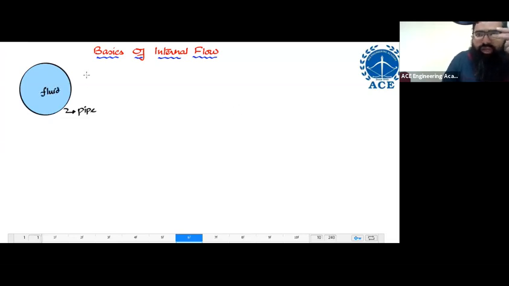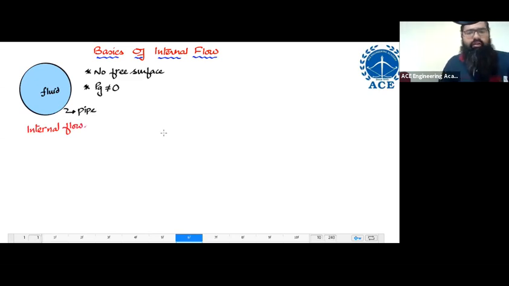This fluid is going to have two primary characteristics. First primary characteristic is no free surface. And second characteristic is the gauge pressure is not equal to zero. Then we say this particular flow has now become for me internal flow. Two primary characteristics are required. Free surface should not be there and the gauge pressure should not be zero. Actually, both of them are interlinked.